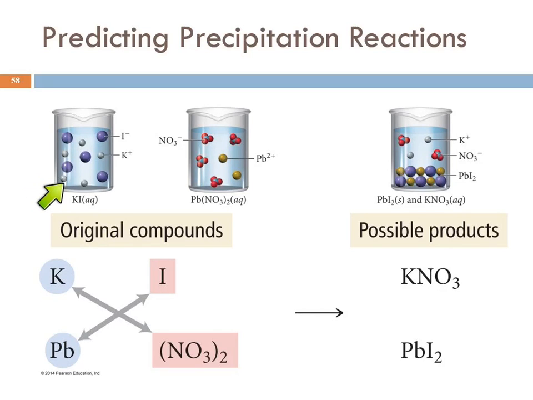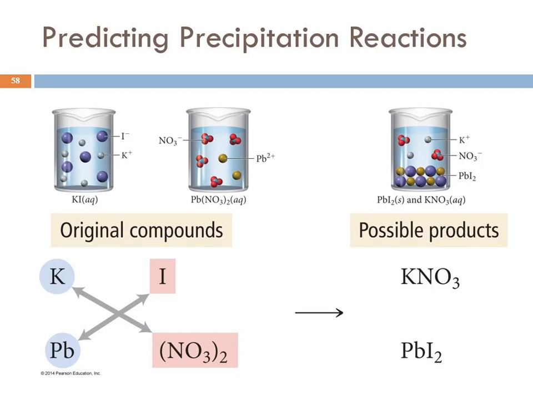So here we have potassium iodide. We've got potassium ions and iodide ions. And then we're mixing it with lead nitrate. Lead ions and nitrate ions. Potassium ions and lead ions will not get together. They're both positively charged. They'll repel each other, and the anions won't get together. The only possible mixing up here is the cation of one solution with the anion of another solution. So our possible products are potassium and nitrate, or lead with iodide.